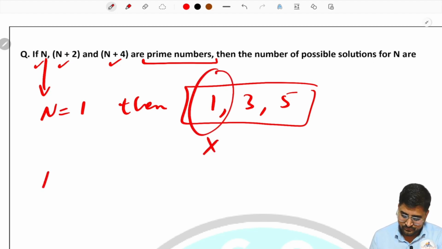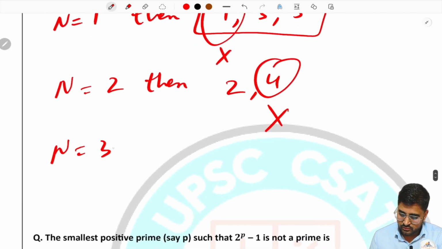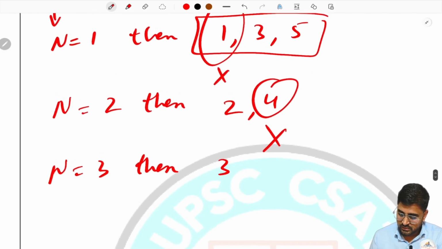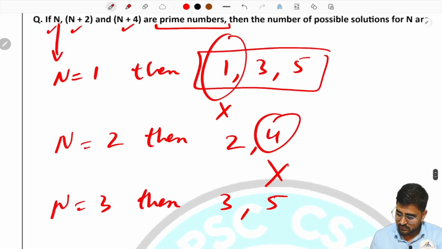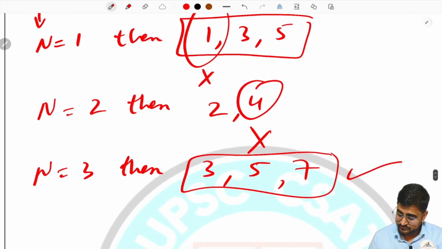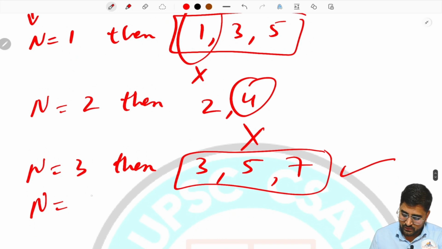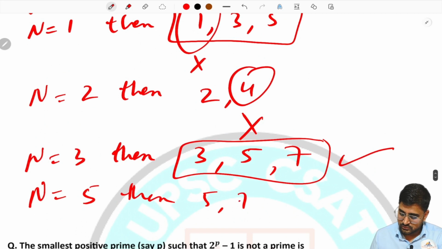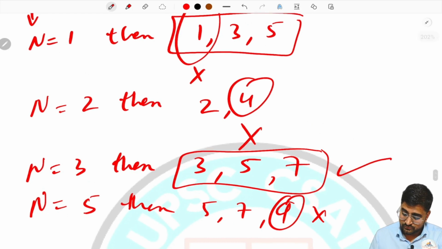No. N is equal to 2. Then 2, 4? No. N is equal to 3. Then 3, 5 and 3, 7. Yes. 4 is not a prime itself, but we will put it like this only. It becomes 4. If we put 5, then 5 plus 2, 7 plus 4, 9. No.